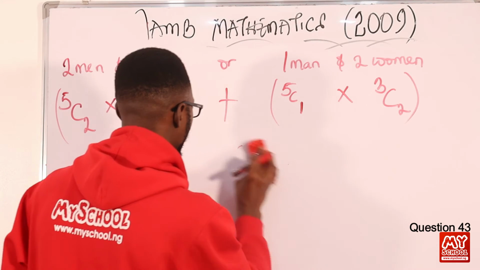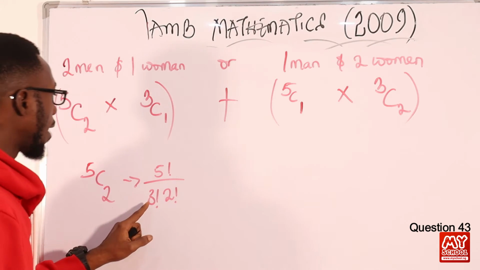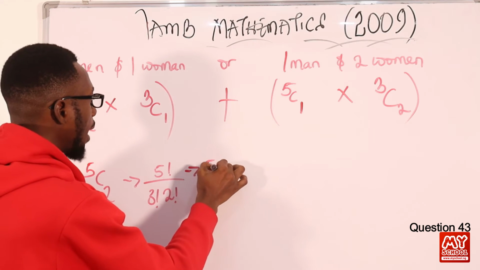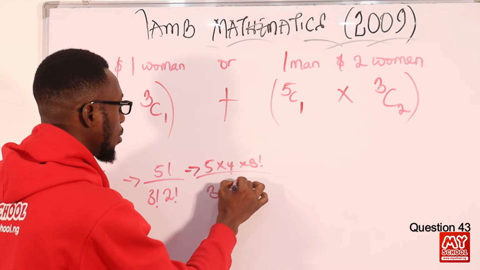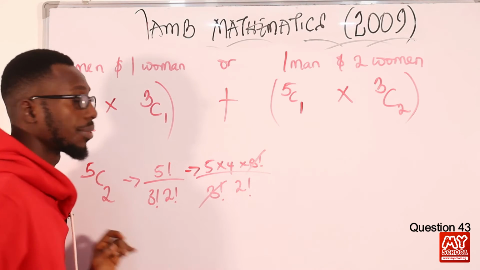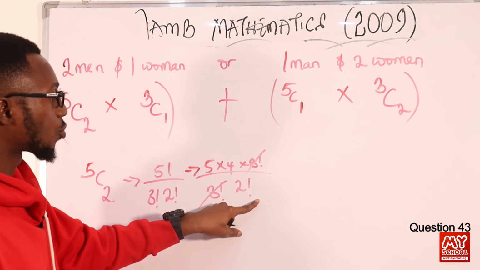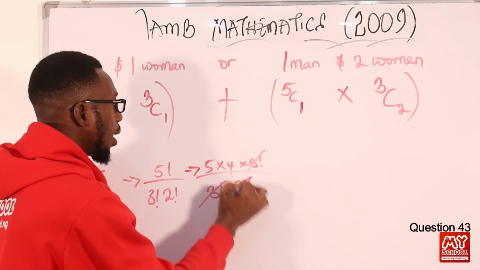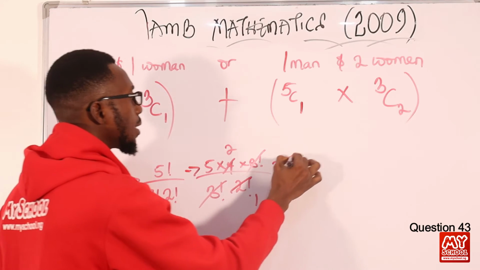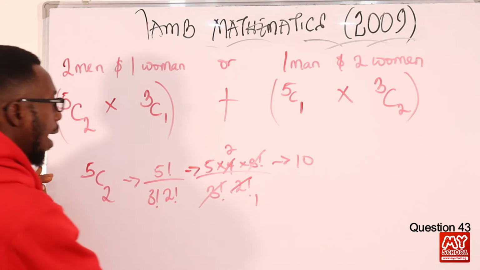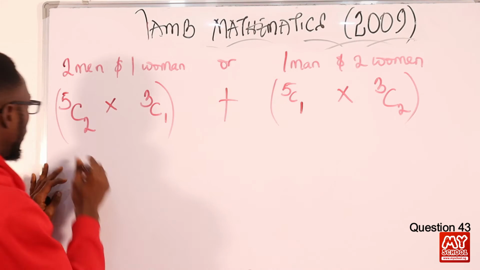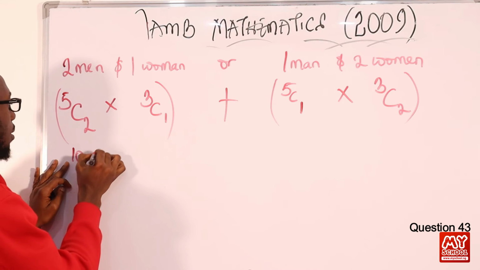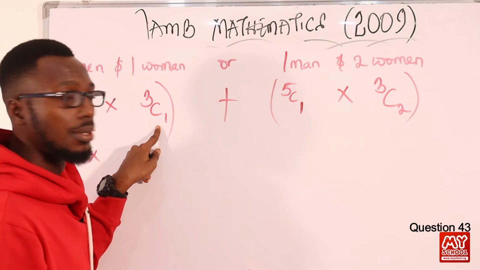Okay, so let's work with this concept very quickly. So I have 5 times 4 times 3 factorial over 3 factorial, 2 factorial. So 3 factorial takes out 3 factorial. 2 factorial is 2 times 1, that is 2. So 2 here 1, 2 here 2. 5 times 2, that is 10. So for here, I'm going to have my 10.